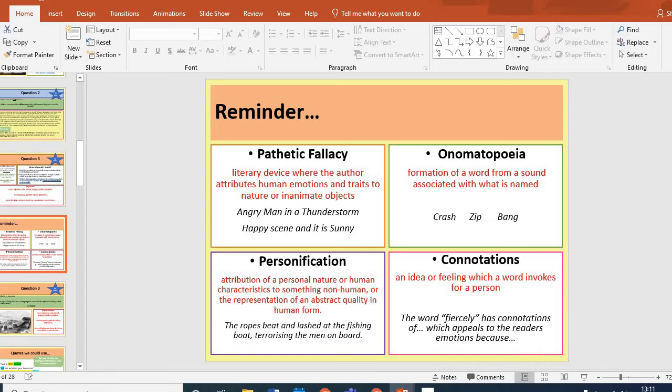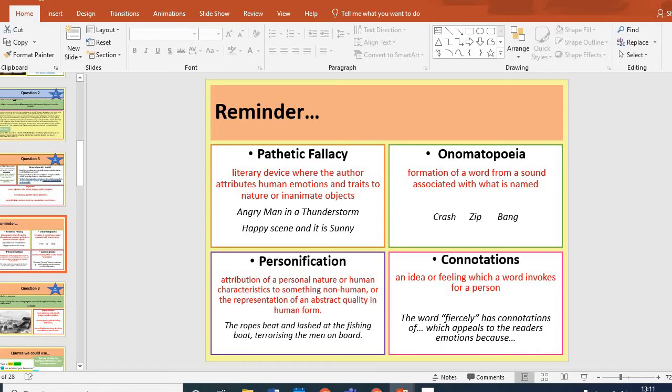Personification is where we give a personal nature or human characteristics to something non-human, or the representation of an abstract quality in the human form. So you might see something like the ropes beat and lashed at the fishing boat, terrorizing the men on board. So the thing that is being personified here, given the human characteristic, is the rope. And the characteristics it's been given are where it says about it beating and lashing and terrorizing.